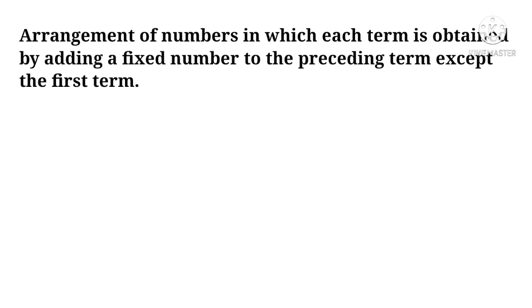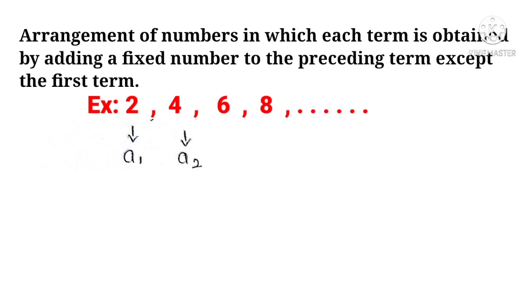Here I have considered an example: 2, 4, 6, 8. Here 2 is the first term, which is represented as A1, 4 is the second term, that is A2, 6 is A3, 8 is A4. Similarly, the next term is A5. A5 can be obtained by adding the fixed number to the preceding term, that is, by adding the fixed number to the fourth term. You can check this example.